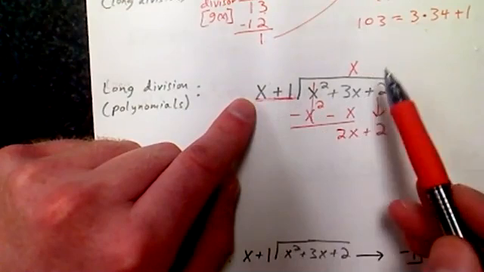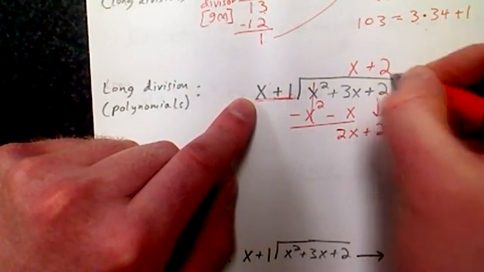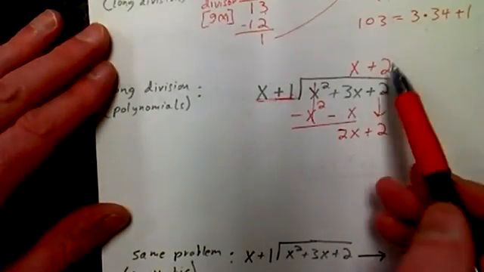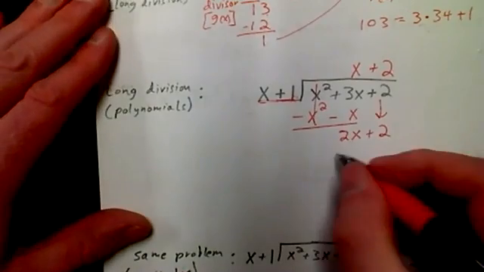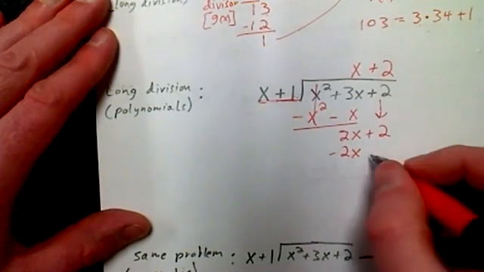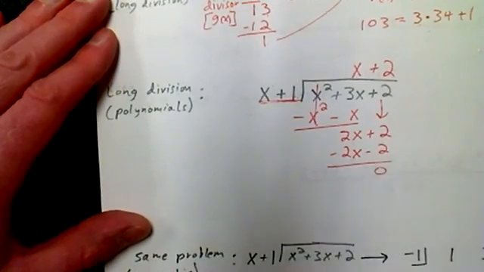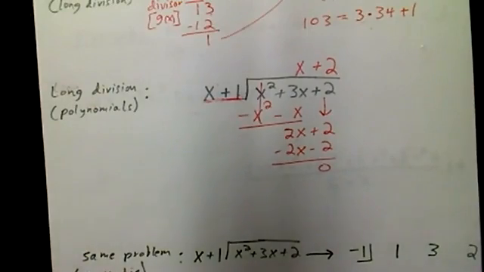So x times what is 2x? Well, it's positive 2. Okay, now we'll go through 2 times x plus 1. I'll do this part first. 2 times x is 2x, but we subtract it off. 2 times 1 is 2, but we subtract it off. Hey, no remainder, okay? So our remainder is 0 in this case.